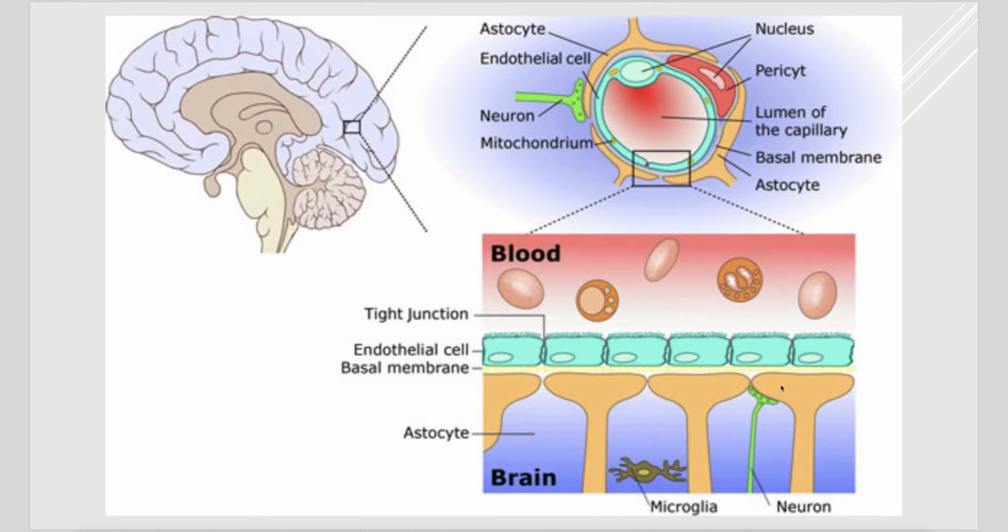So here you can see this is the brain tissue. These are the endothelial cells that line the capillaries in the brain, and there are tight junctions between them, so stuff can't get through very easily.